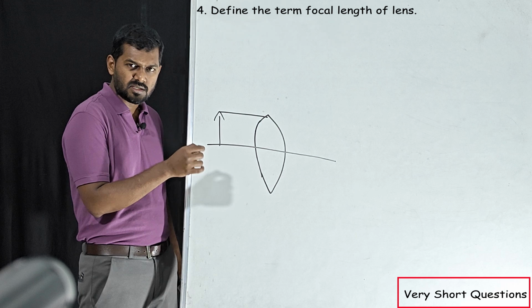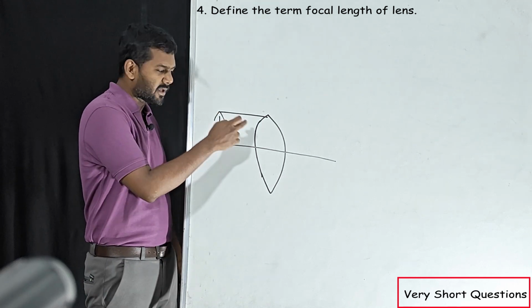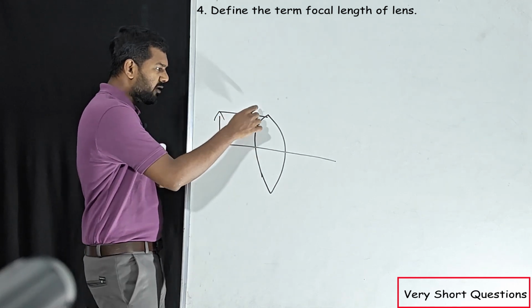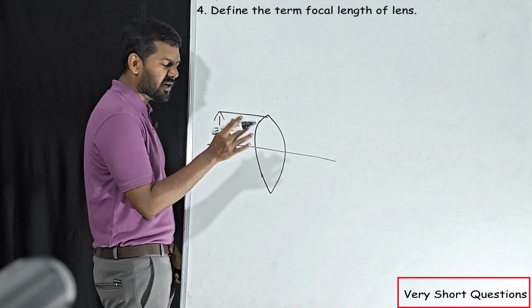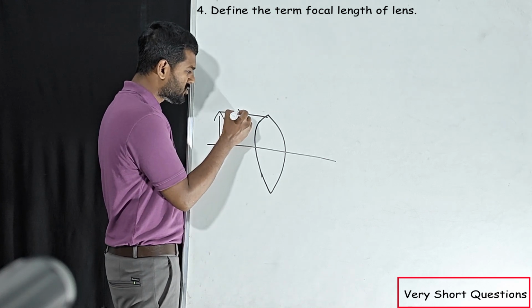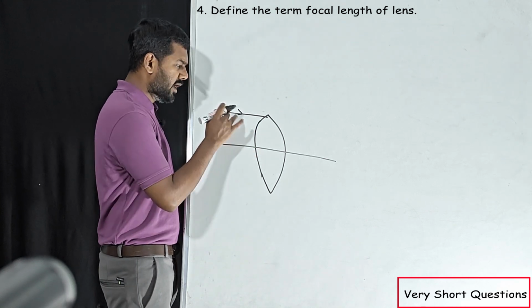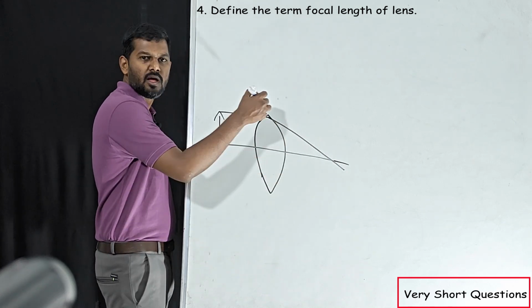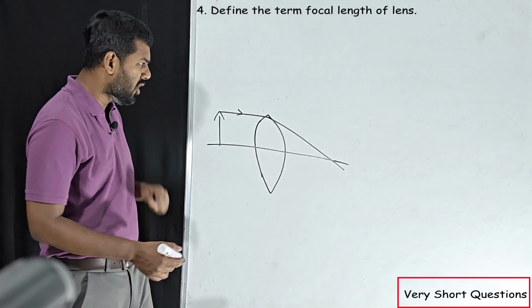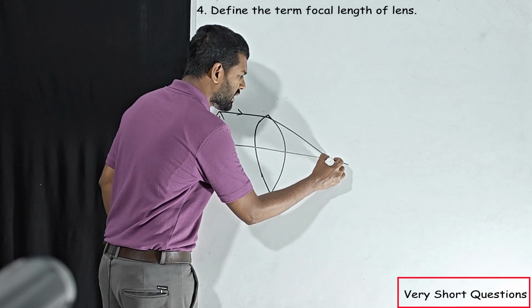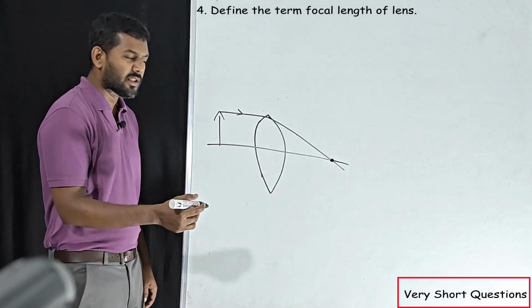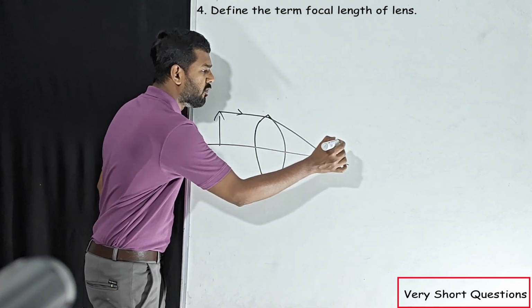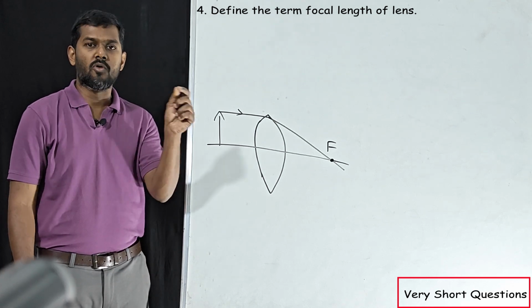Whenever an object is kept in front of a lens, if a ray goes in any direction, it need not always be parallel to the principal axis. In any direction it converges, correct, because it is a convex lens. So whenever this ray crosses the principal axis, this point is called the focus.